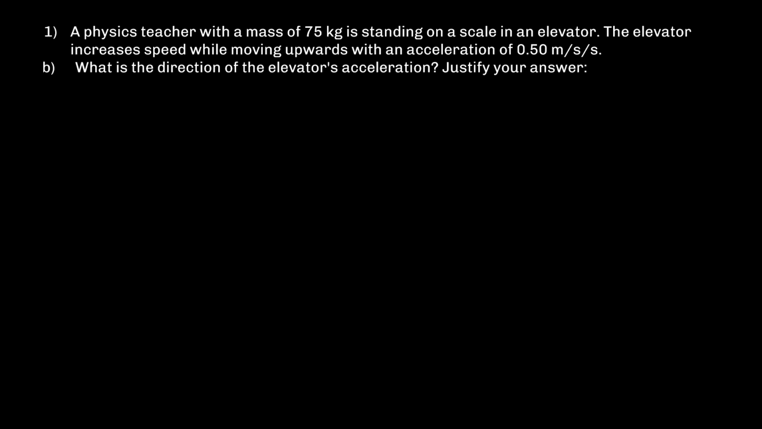All right, so moving into part B, what's the direction of the elevator's acceleration? And we're going to justify our answer. So again, when justifying anything here, we're going to do our ERC: start with our evidence, our fact of physics, our reason, our explanation of the situation, and then our claim, essentially just our answer. With this situation, we have an elevator that's increasing speed, and therefore the physics teacher is increasing speed while moving upwards. So that means we can start off with a motion or kinematics fact for acceleration.